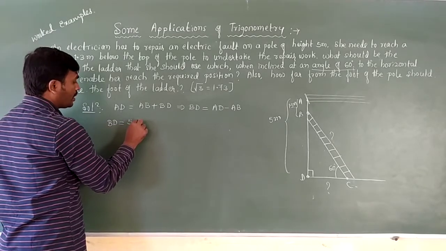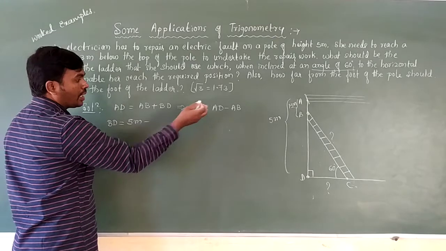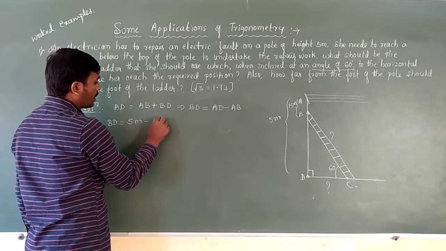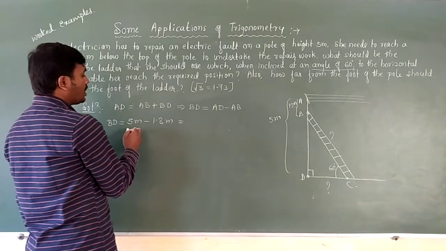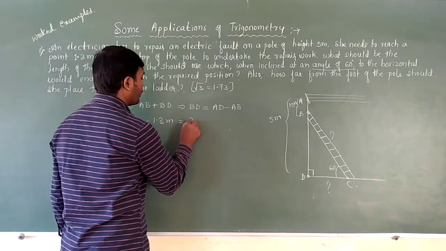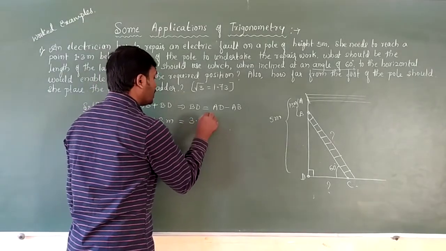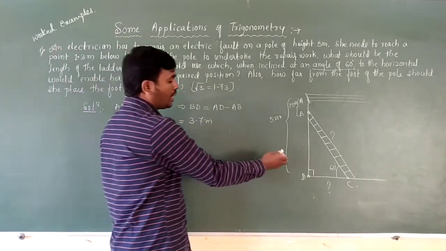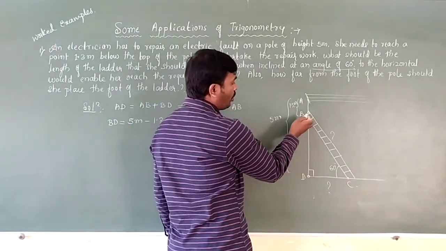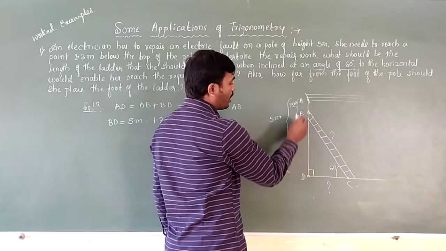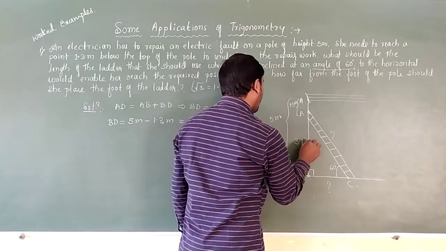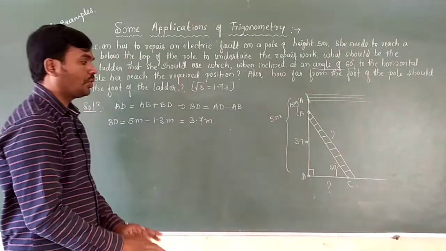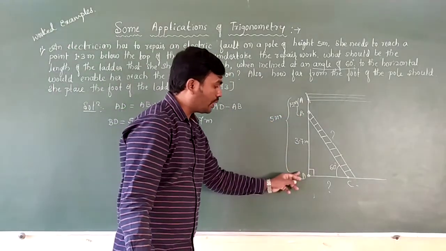So BD is equal to AD, which is 5 meter, minus AB, which is 1.3 meter. So this is equal to 3.7 meter. So the top of the pole should be kept at a height of 3.7 meter. So here we got the length of BD.